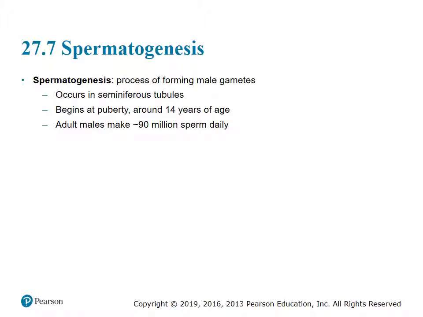All right, so let's talk about spermatogenesis really quick. This is the process of forming the male gametes, the sperm, if you will. This occurs in the seminiferous tubule and begins at puberty, around 14 years of age or so. That's an approximate. And here's the statistic: adult males make about 90 million sperm daily. 90 million, that's daily. So it's a tremendous amount of sperm.